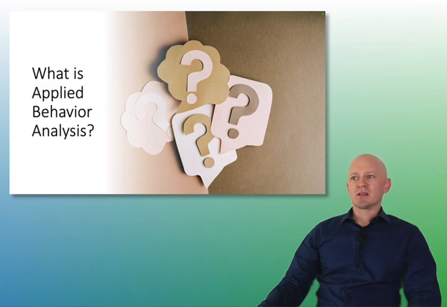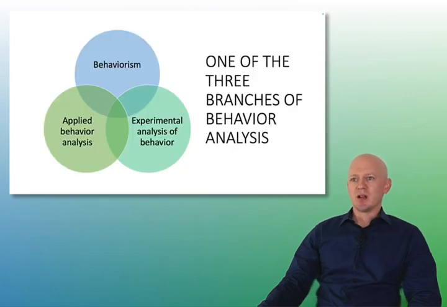So what is applied behavior analysis? Although most people would consider applied behavior analysis, or ABA, as a therapy, it's much more detailed and nuanced than that. Applied behavior analysis is actually one of the three branches of behavior analysis. The other two being behaviorism, which is the philosophy of the science of behavior, and the experimental analysis of behavior, which is a natural science approach for discovering orderly and reliable relations between behavior and various types of environmental variables of which it is a function.